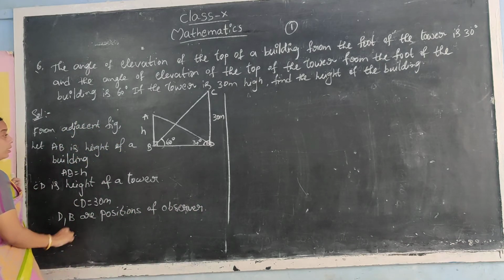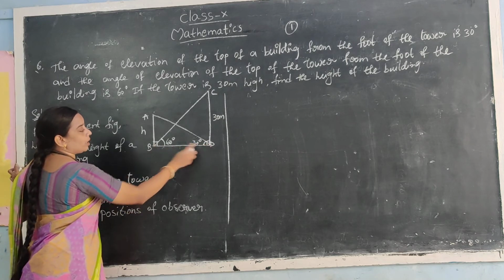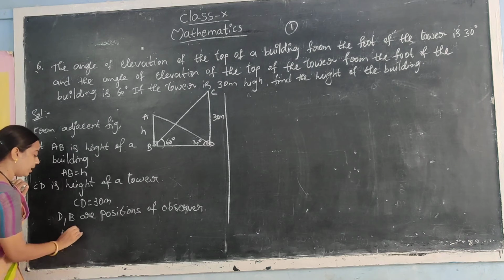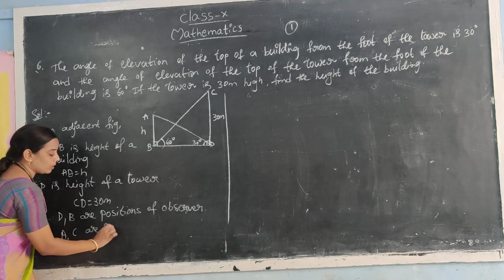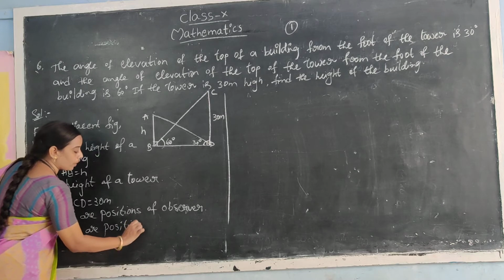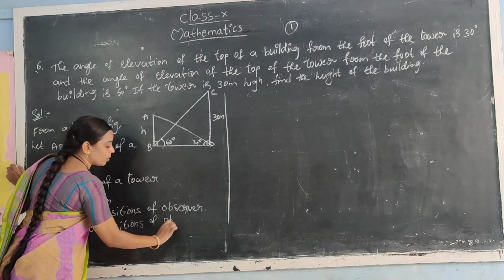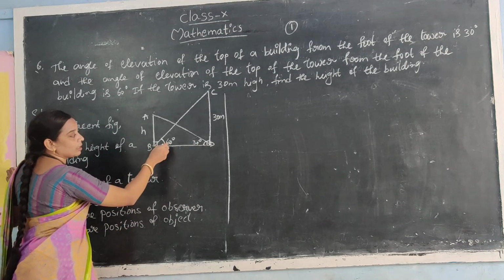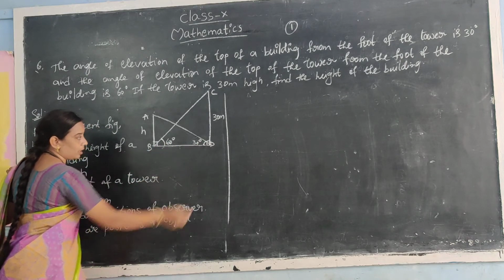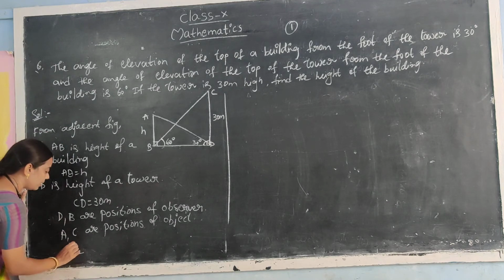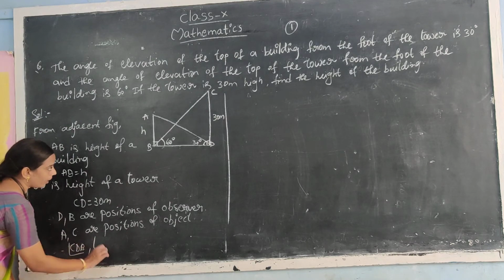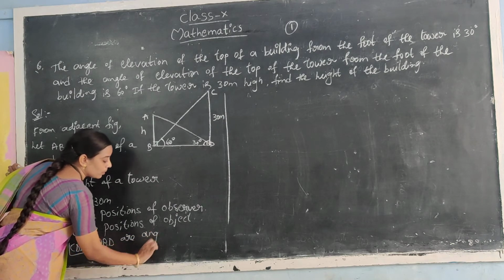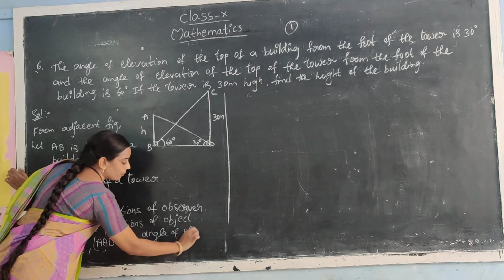So these two are the positions of the observer. A and C are the objects. A, C are the positions of objects. Now here the angles of elevation are 30 and 60, first 30 then 60. So angle CDB and angle ABD are the angles of elevation.